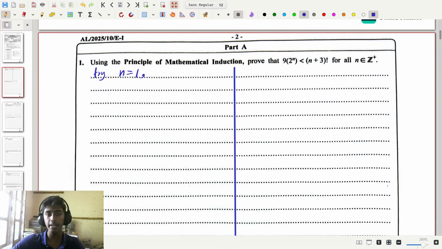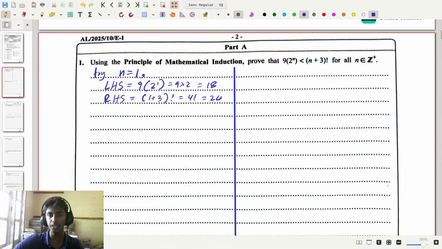Now trying n equals 1, this inequality has two sides, the left hand side and the right hand side. The left hand side, or LHS, is equal to 9 times 2 to the power of n, or 9 times 2 to the power of 1, which is 9 times 2, which is 18. On the right hand side, we have (n plus 3) factorial, which is (1 plus 3) factorial, which is 4 factorial, which is 4 times 3 times 2 times 1, which is 24.